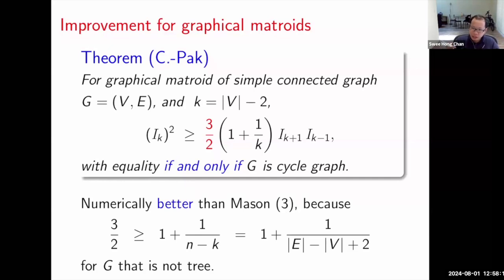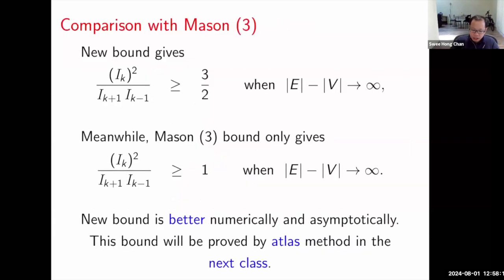And this is actually a real improvement in the asymptotic sense, in the sense that Mason's inequality can only give 1 when you take the limit as the number of edges goes to infinity. But this improvement actually gives you 3 over 2. Okay? And this bound will be proved by Atlas in the next class.